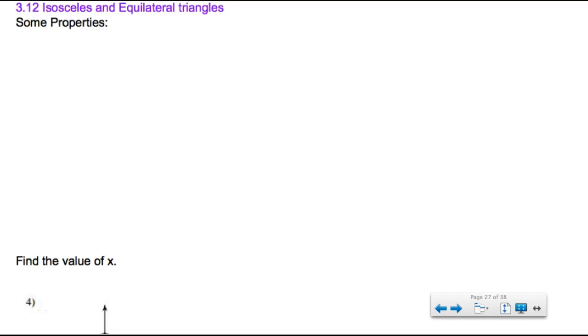For video 3E, we're just going to do 3.12. You do not need to do 3.11. We are going to discuss isosceles and equilateral triangles. First of all, some properties. Let's do letter A here.